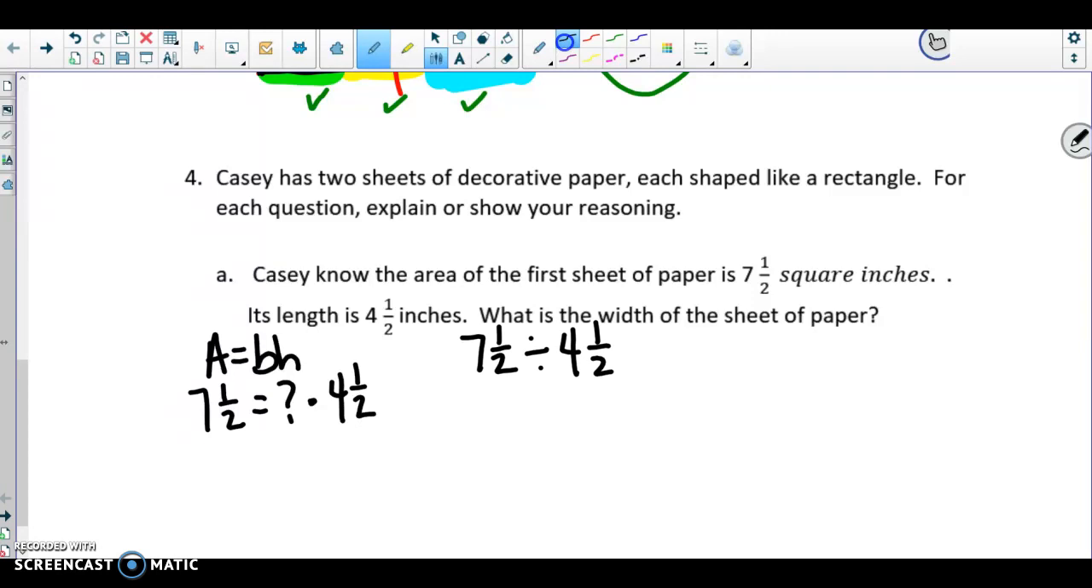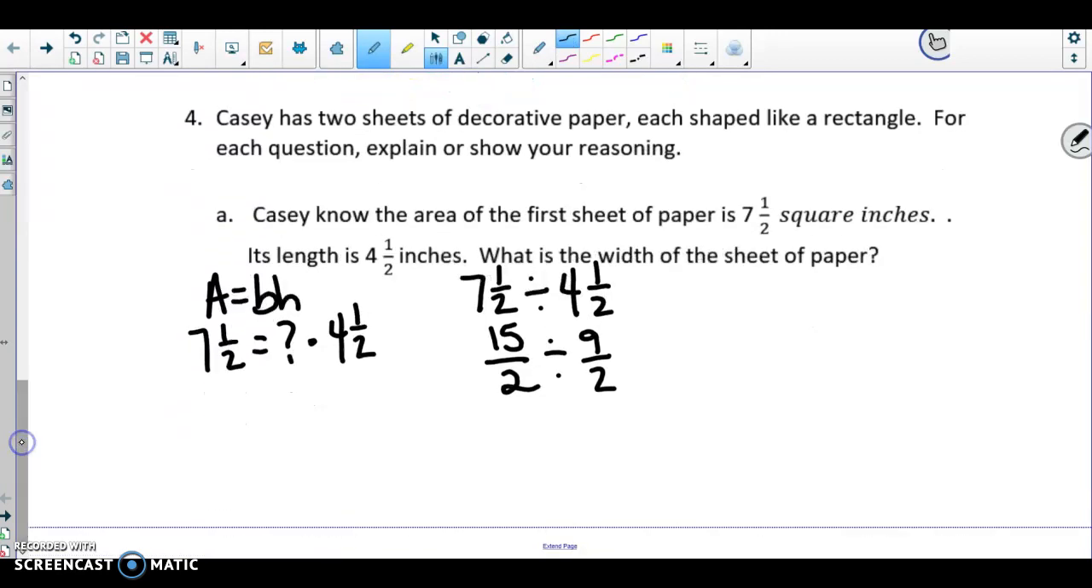And so my first step, I could draw a picture and do it that way, but I'm just going to change them to improper fractions, which is going to be 2 times 7 plus 1, which is 15 over 2, divided by, and 2 times 4 plus 1 is 9 over 2. Notice I didn't try to flip it right there. I didn't try to use the reciprocal because I lose track of my steps if I do that. So really now here I go, 15 over 2 times 2 over 9.